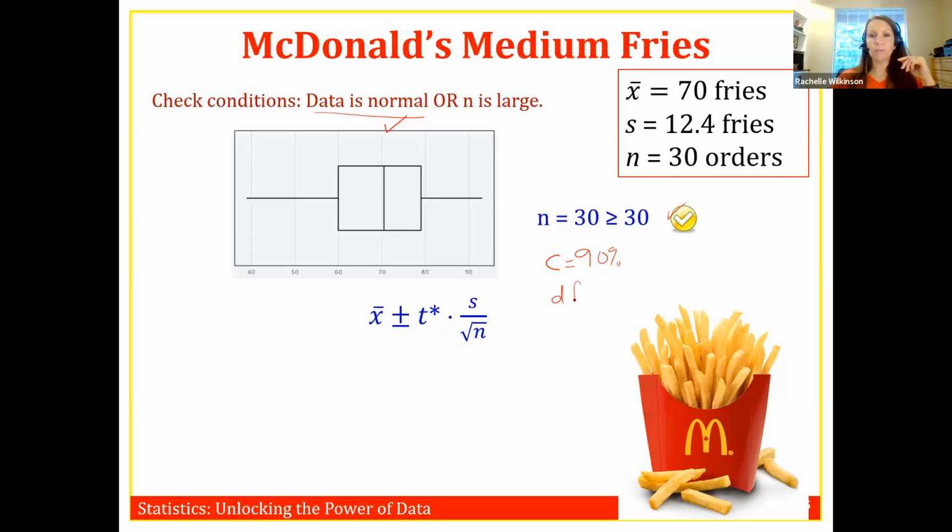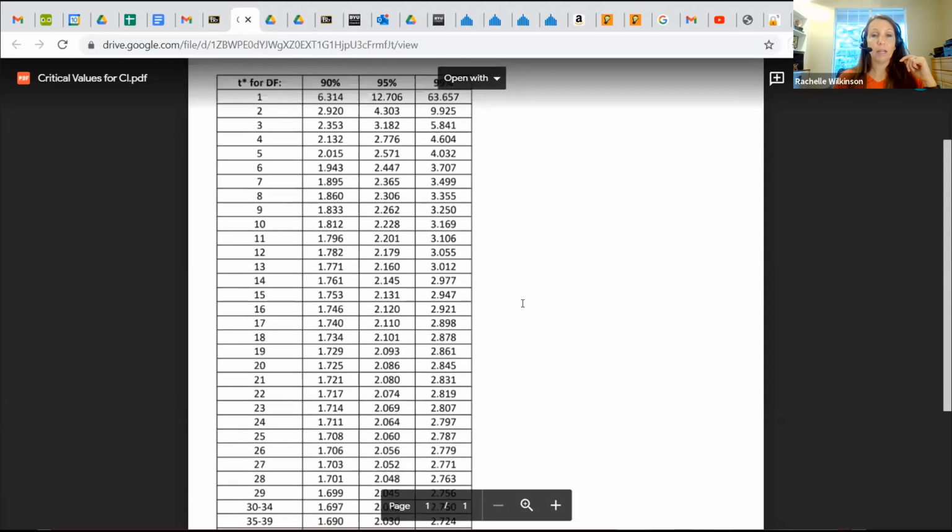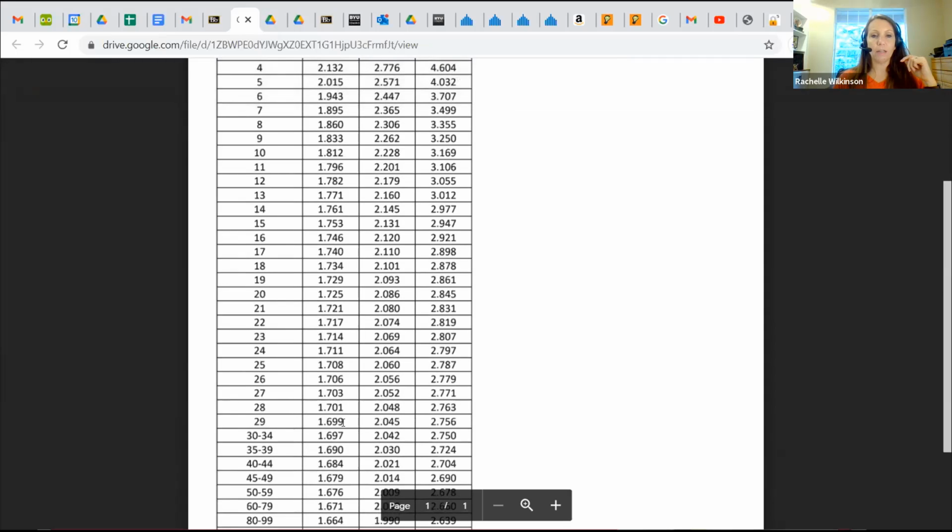All right, and degrees of freedom are going to be equal to n minus 1. So in this case, my n was 30, so I end up with 29 degrees of freedom. So I need to figure out what is T star for 90% confident and 29 degrees of freedom. One way I could do that is using this handy dandy table. When I look where those intersect, I get 1.699. So my T star would be 1.699.